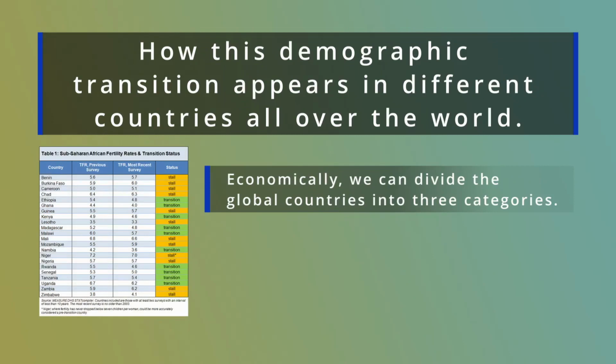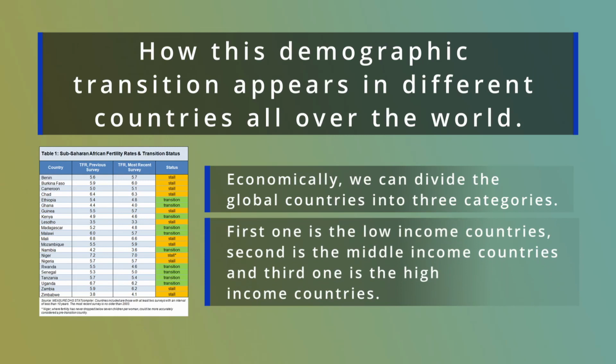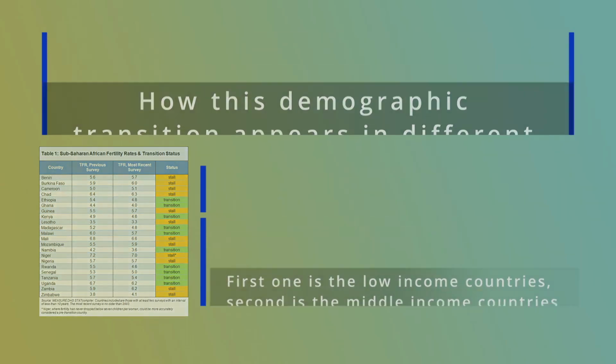Next, we want to consider how this demographic transition appears in different countries all over the world. So under the heading of quantitative population growth differential in different countries, we are going to discuss the experience of different countries in terms of the demographic transition. Economically, we can divide the global countries into 3 categories. First one is the low income countries, second is the middle income countries, and third one is the high income countries. In fact, these low and middle income countries are our main concern concerning the population size all over the world.